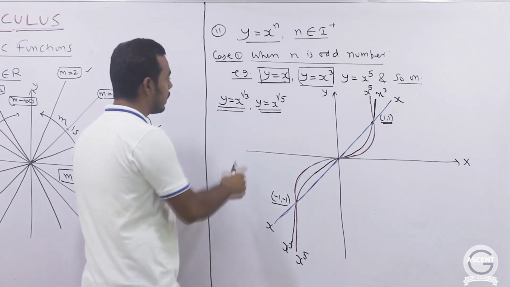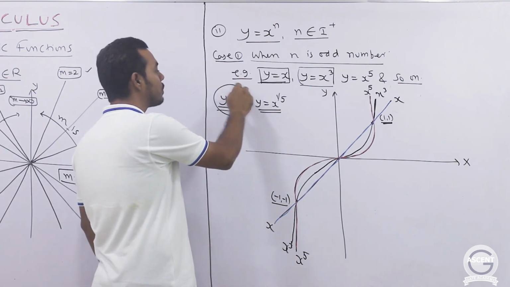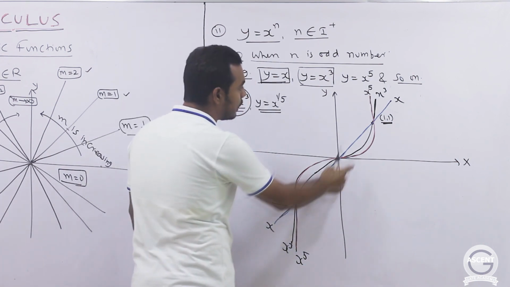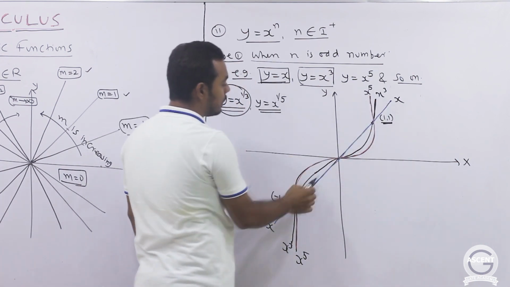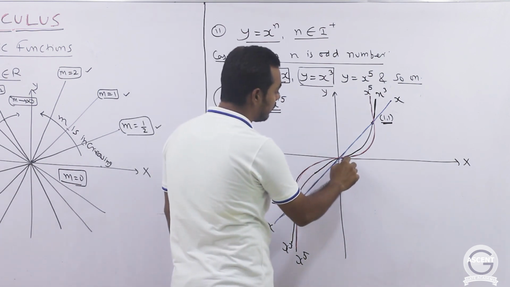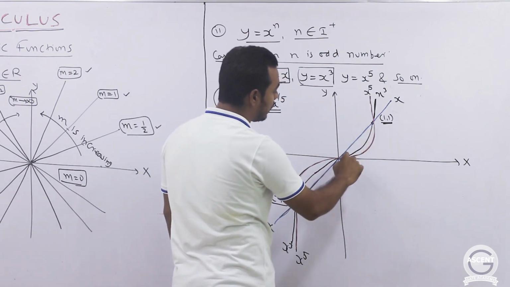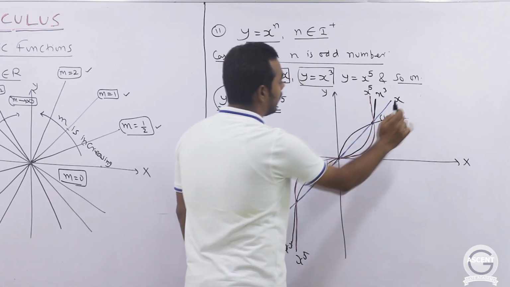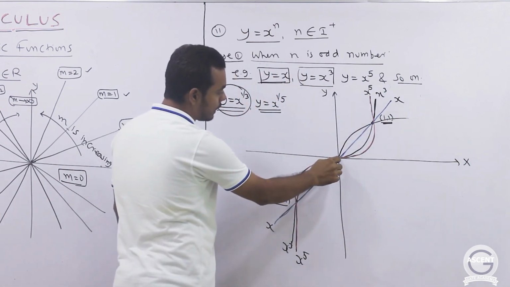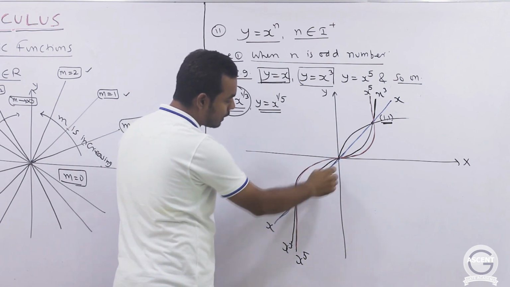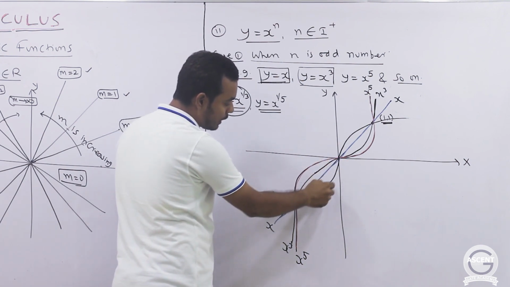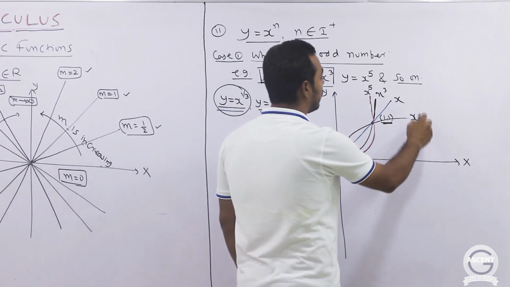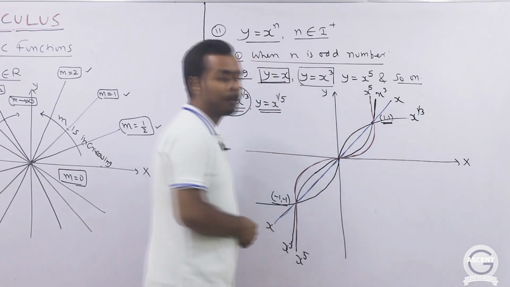Meaning that if I want the graph of this function y equals x to the power 1 by 3, then this will be nothing but the image of this x cube in the line y equals x. So the graph will be, if you take the image of this black line in the blue line, then you will get a curve something like this. Similarly, on the negative side, if you take the image of this black graph in this blue straight line, then you will get a curve something like this. So this will be your graph of y equals x to the power 1 by 3.